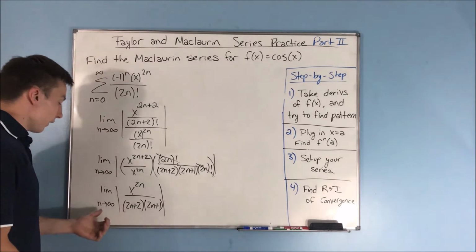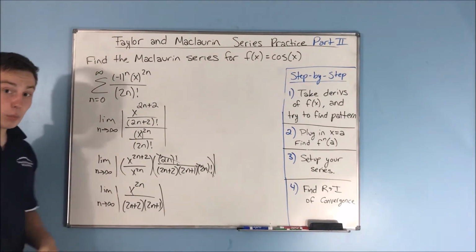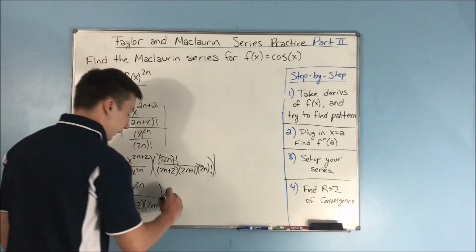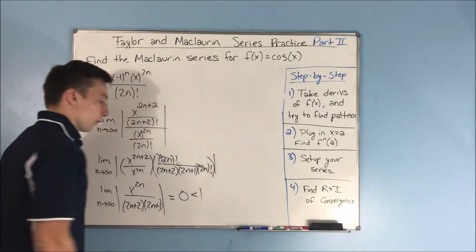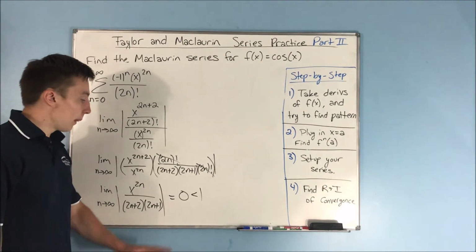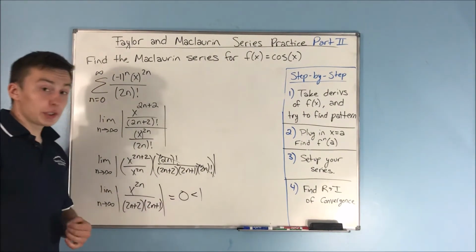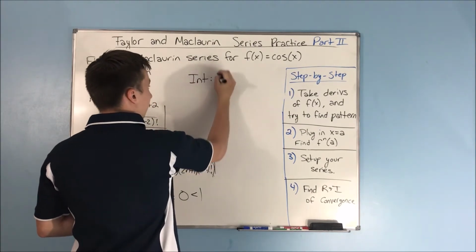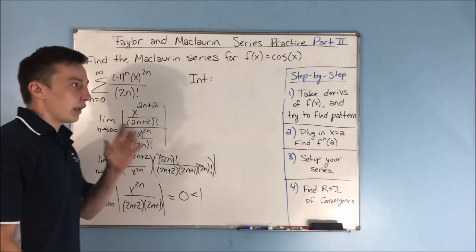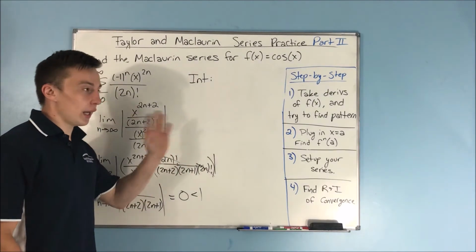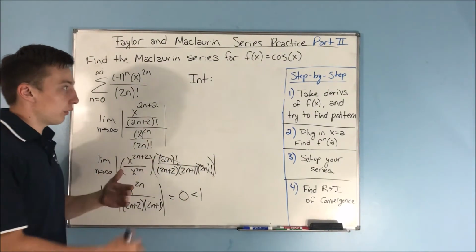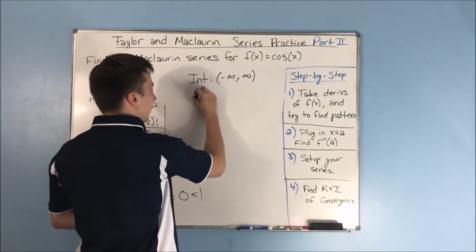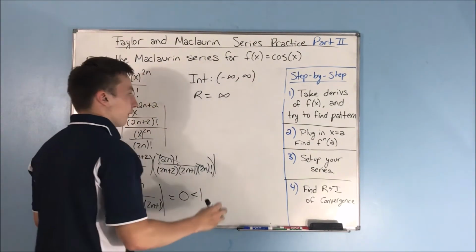Now it becomes easy to see that as n approaches infinity, it doesn't matter what x you put in, this limit is going to equal 0. That will equal 0 no matter what, which is less than 1. All right, so what is your interval of convergence? Well, it's regardless of what x you put in. So our interval is from negative infinity to infinity. And that makes our radius of convergence infinity.